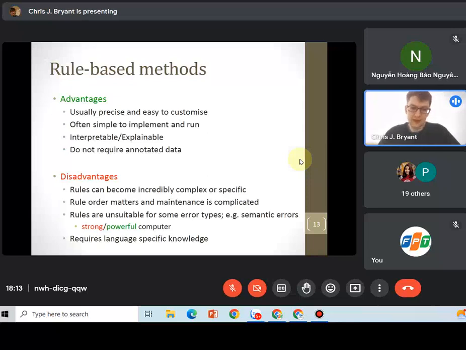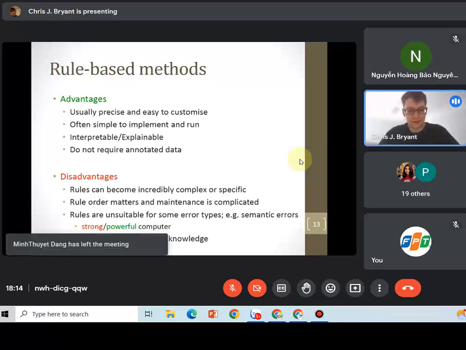Disadvantages of rules are that they can become incredibly complex or specific. I started to give an example of subject-verb agreement there, how it seems straightforward to begin with, but can start to become more complicated when you consider some of the more exceptional cases. But also, rule order matters and maintenance is complicated. So in the example I gave, I suggested that we should possibly change the number of the noun, but we could have also changed the number of the verb.